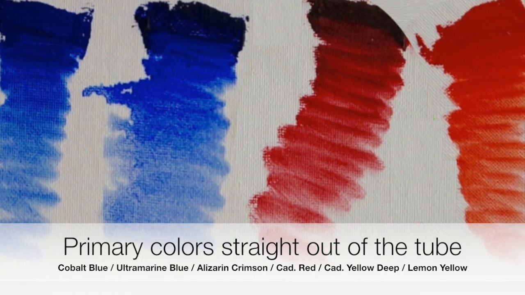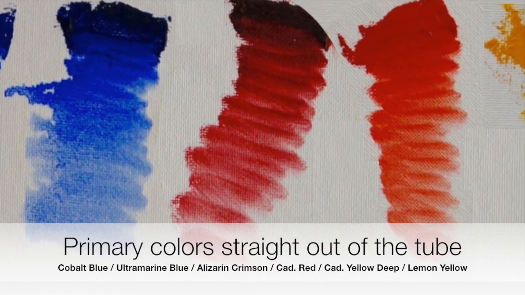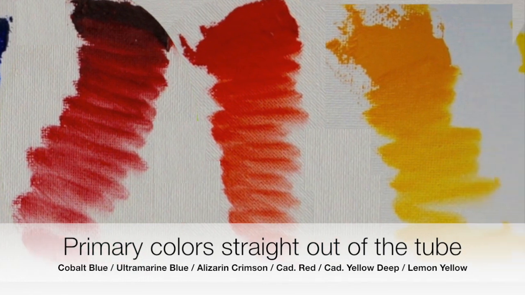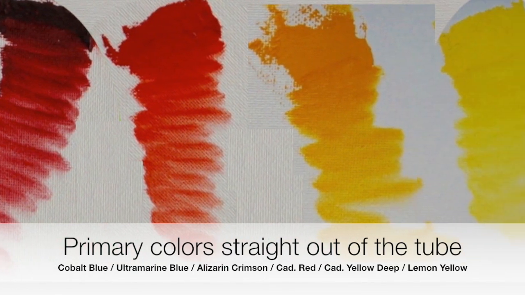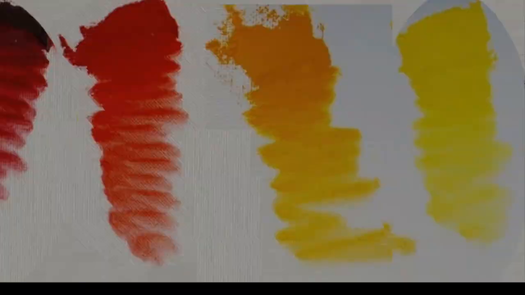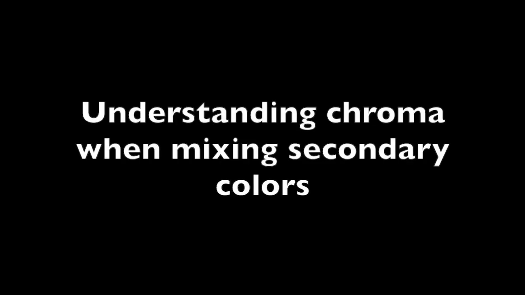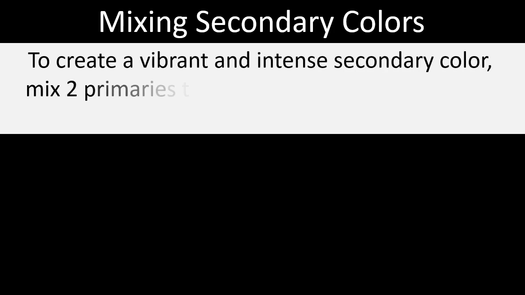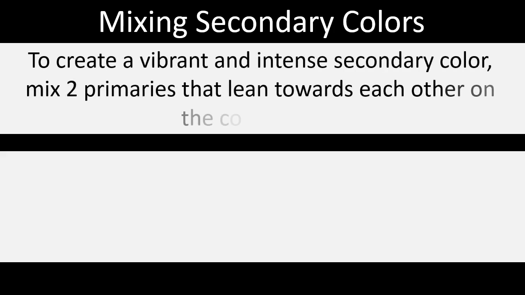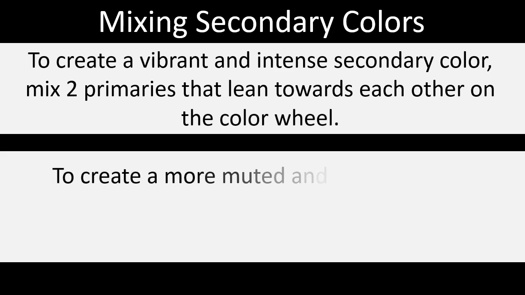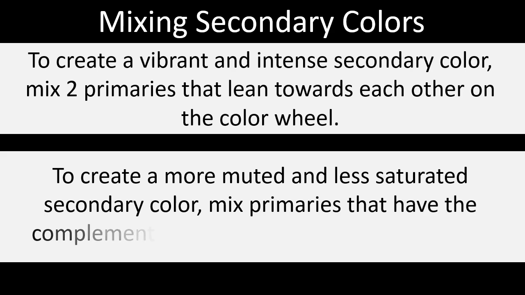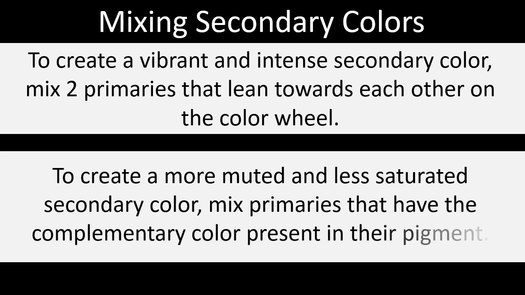Chroma is the intensity or saturation of the color. Straight out of the tube, the paint color will be at its highest chroma level. Once you start to mix paints, the chroma becomes less saturated. To create a vibrant and intense secondary color, mix two primaries that lean towards each other on the color wheel. To create a more muted and less saturated secondary color, mix primaries that have the complementary color present in their pigment.